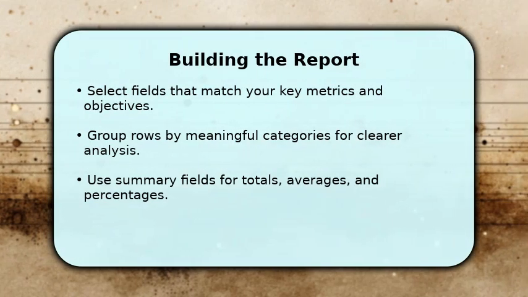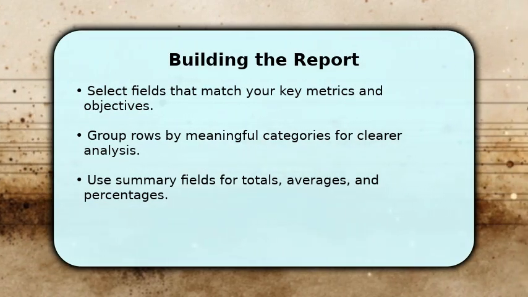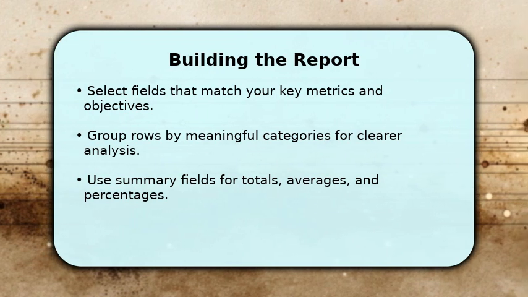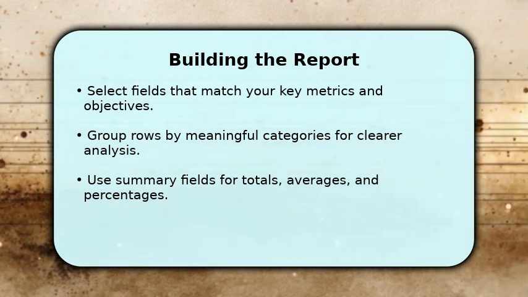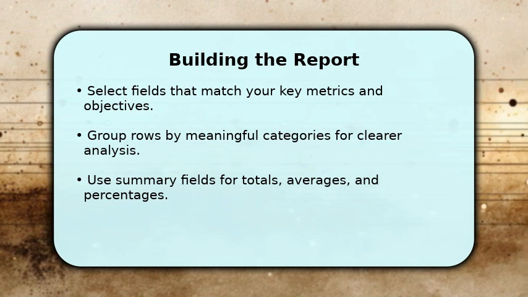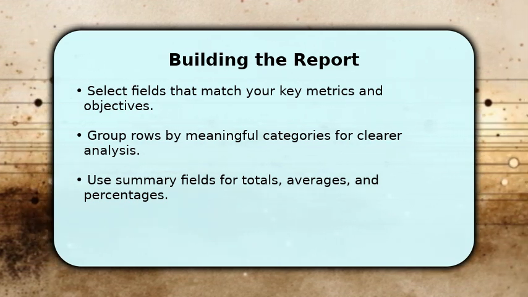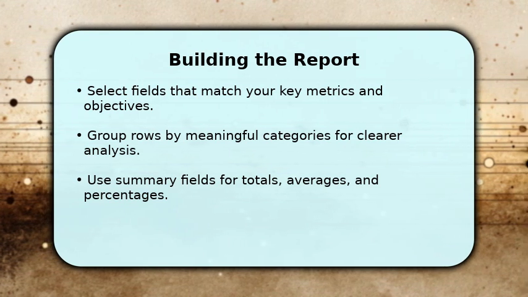Start by selecting the right report type and adding the fields you need for your analysis. Group by account, owner, or product to create logical sections that reveal trends. Add summary fields for totals or averages and include percentage calculations where useful.